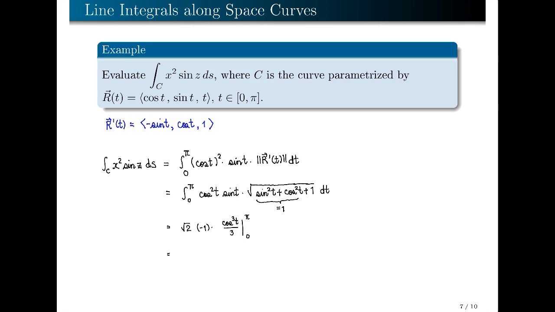The constants simplify to negative square root of 2 all over 3, and evaluating at t equals pi, cosine cubed of pi is negative 1, while cosine 0 is 1. So all in all, what I get here is the value 2 square root of 2 all over 3. And this is now the value of your line integral.